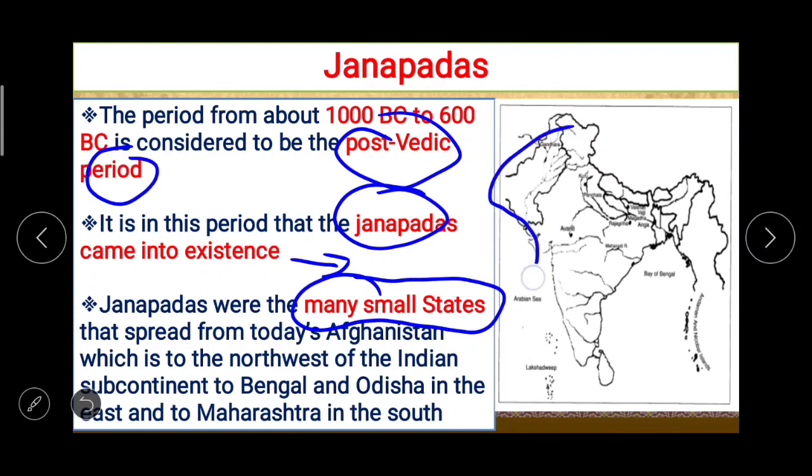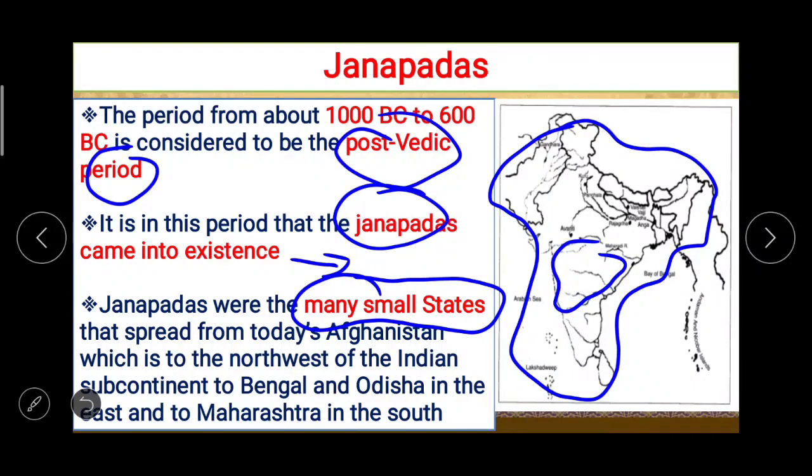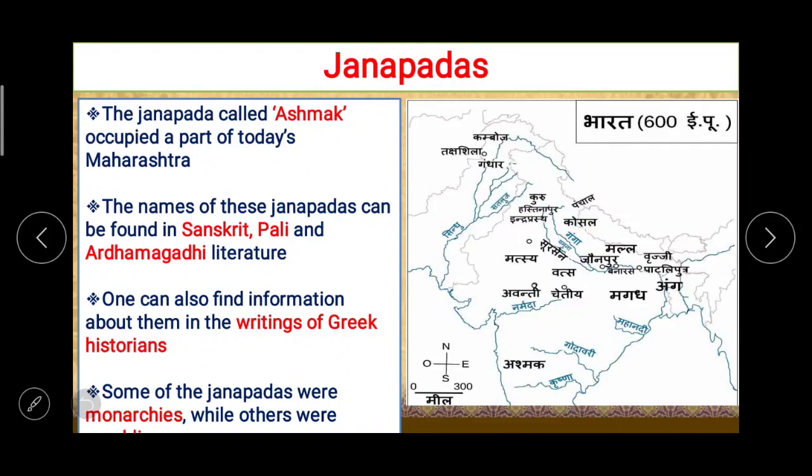Now in this map, you can easily understand the area from today's Afghanistan to Bengal and Odisha in the east and to Maharashtra in the south. Here you can see Maharashtra state in today's terms. The Janapada called Ashmak occupied a part of today's Maharashtra. If we talk about today's Maharashtra, it was one of these small states. What we today know as Maharashtra, in the ancient, post-Vedic period, was known as the Ashmak. The Janapada called Ashmak occupied a part of today's Maharashtra.